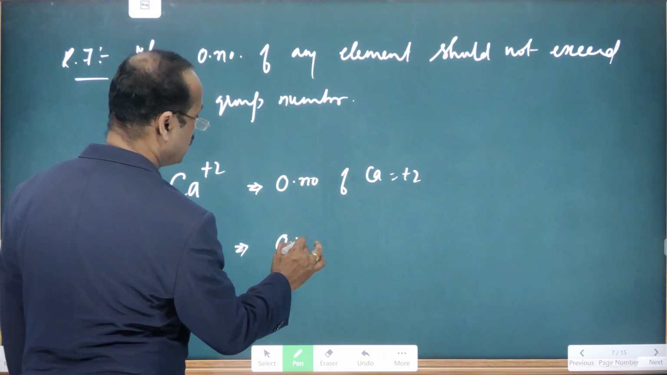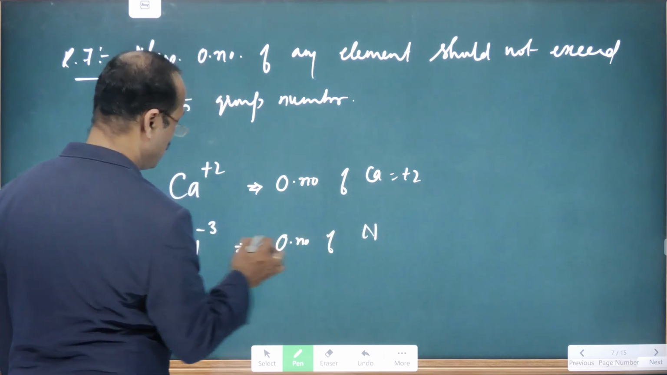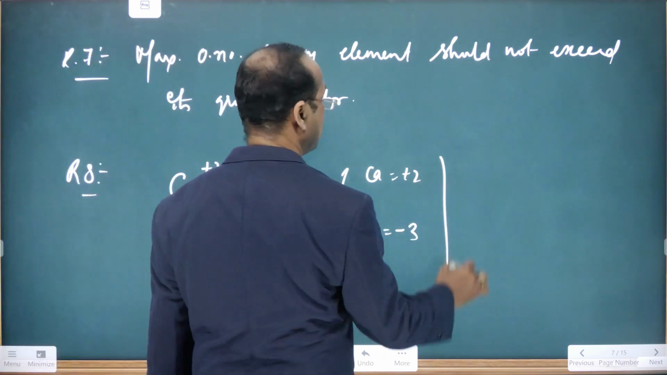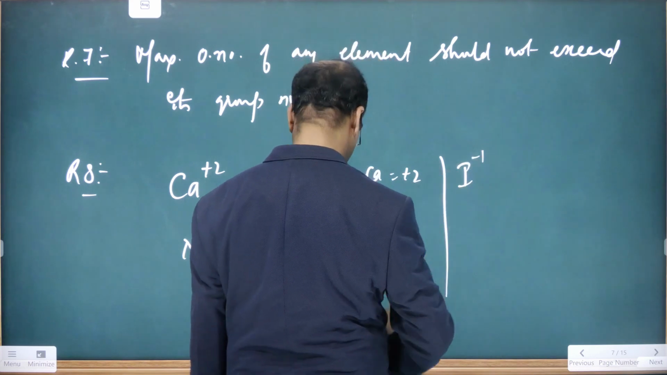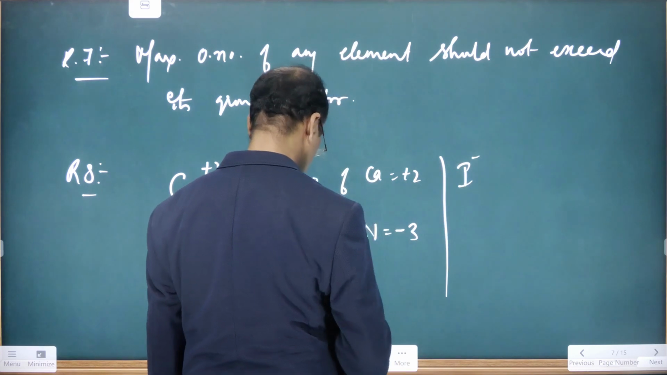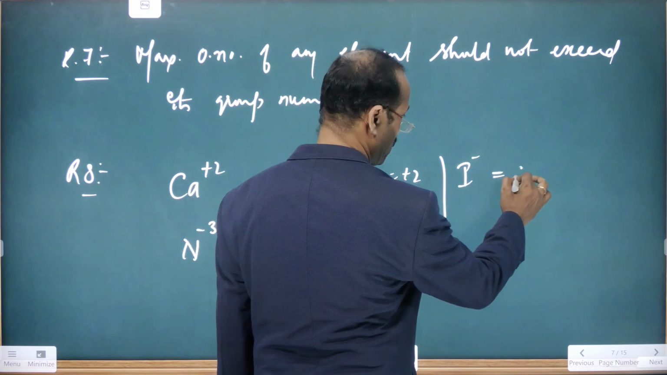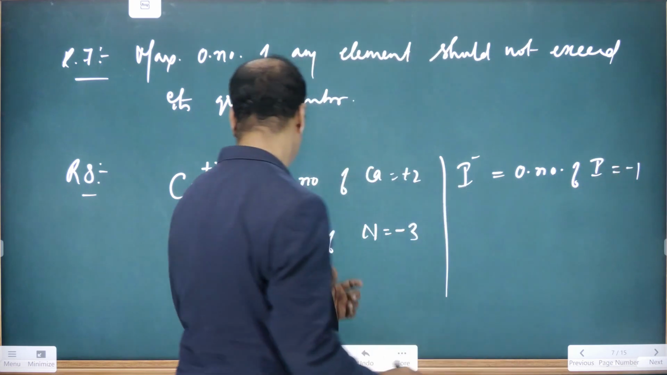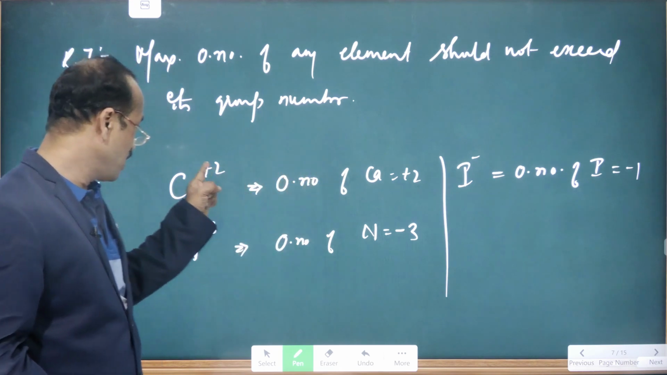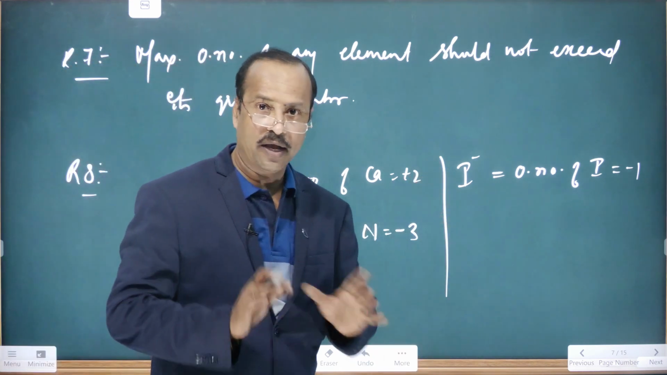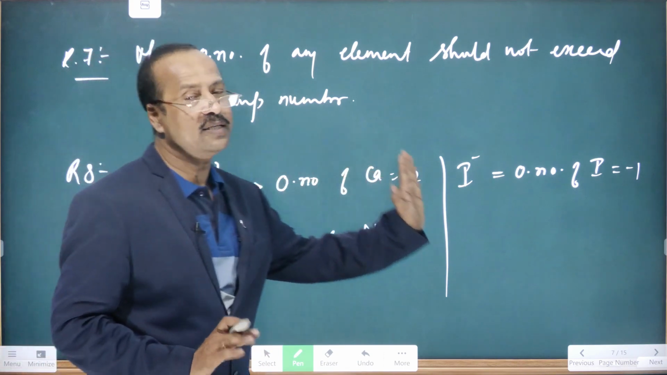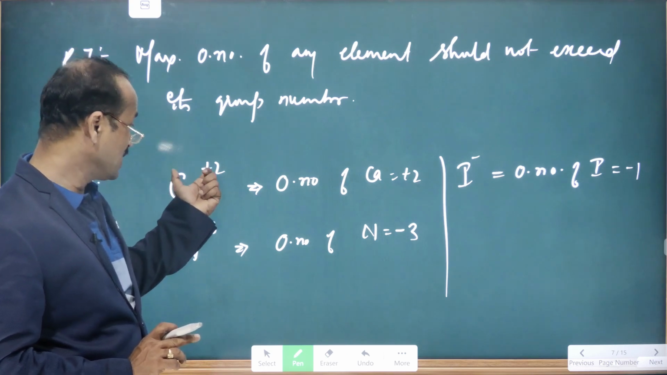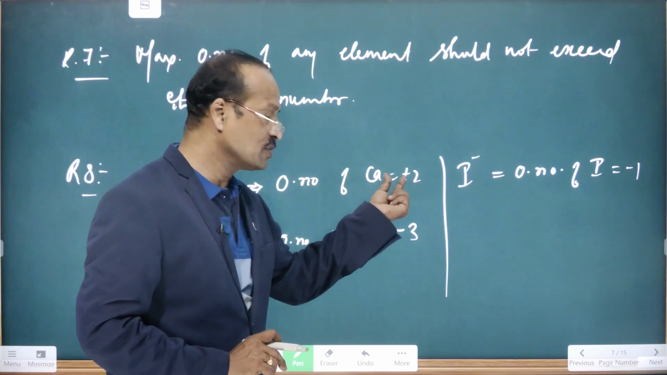The meaning is the oxidation number of nitrogen is what I wrote at the top: minus 3. If I write I-, generally we don't write the 1, so the meaning is the oxidation number of iodine is equal to minus 1. So the oxidation number of any charged ion is equal to its charge. Here Ca2+ is one cation, and its charge is plus 2, so the oxidation number of calcium is plus 2.